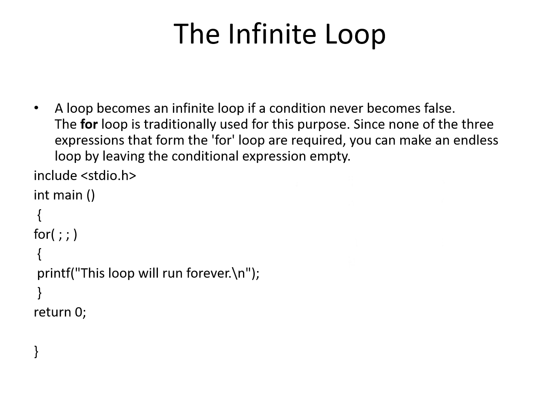The infinite loop. A loop becomes an infinite loop if a condition never becomes false. The for loop is traditionally used for this purpose since none of the three expressions that form a for loop are required. You can make an endless loop by leaving the conditional expression empty. The following example shows the for loop as an infinite loop.